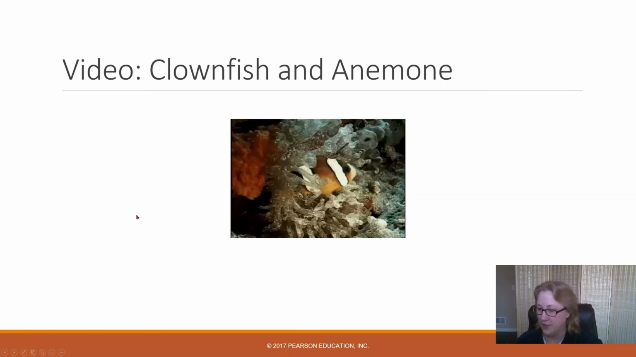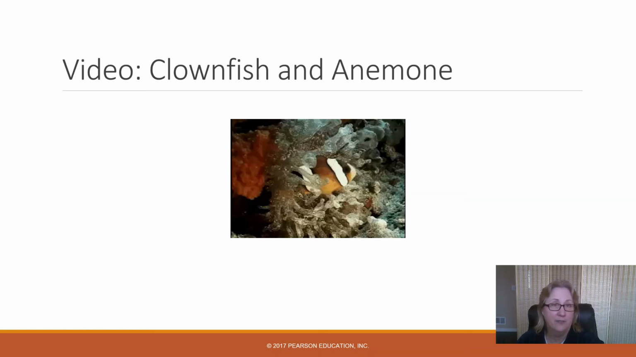Anemones and clownfish also have a mutualistic relationship. We've all probably seen the movie Finding Nemo, where there's a clownfish that lives in an anemone. Anemones are animals. They have a single-opening digestive tract. They eat small fish and other small animals in the water column. Some of them, like corals, have photosynthetic algae living in them.